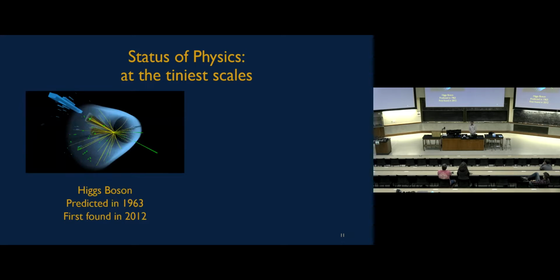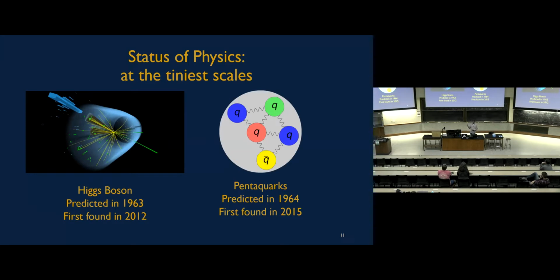We discovered the so-called God particle, the Higgs boson, in 2012. And its theory was developed in 1963. So it took us about 50 years to find it. Similarly, pentaquarks are another discovery of particle physics. They're, again, a collection of subatomic particles. And it took us about 51 years to find them. And so theoretical physics has always been ahead of experiments, at least in some areas of physics, the tiniest scales and the largest scales.